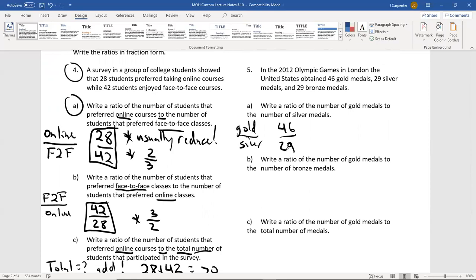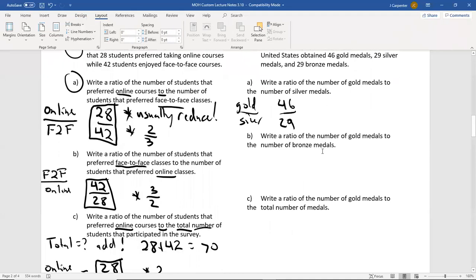I'll skip B because it says gold to bronze. So you'll just need to use the bronze number and the gold number. You'll skip the silver. See, they gave us 3 different things. We don't use all 3 of them. So I will skip B. I'm not going to give you that answer. It's definitely got a 46 in it. May even be the same answer as A, hint, hint, hint.